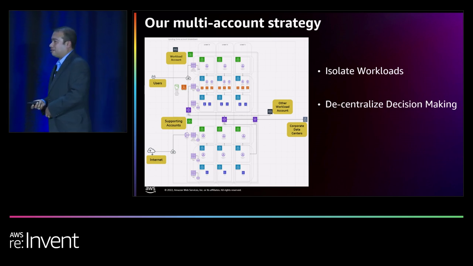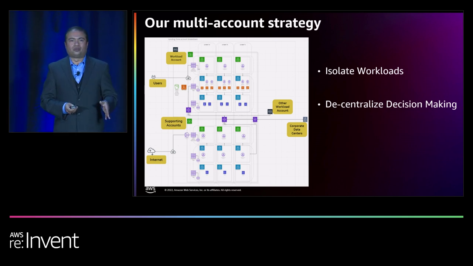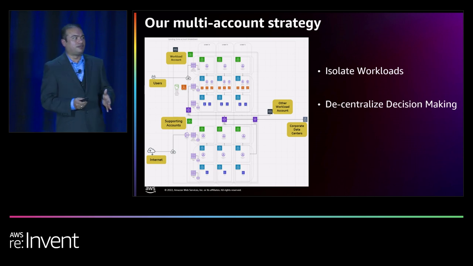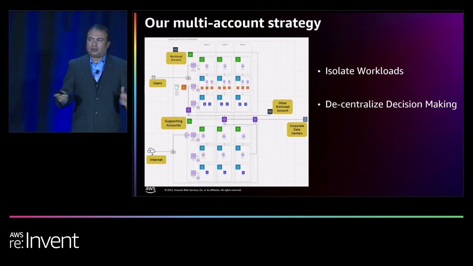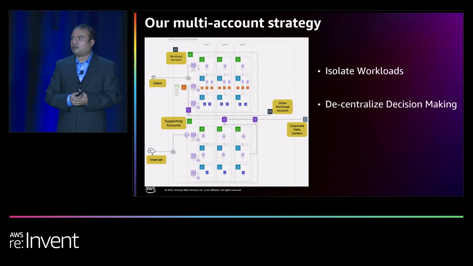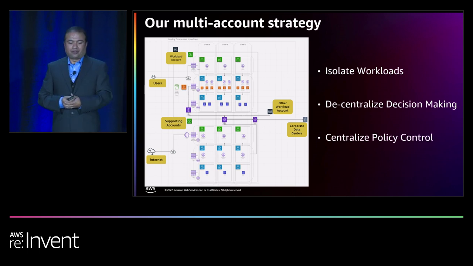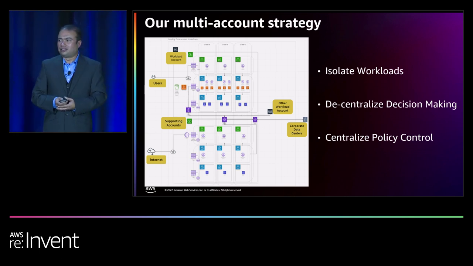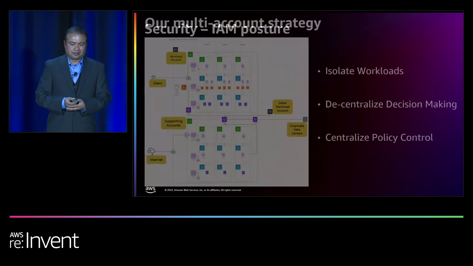Decentralizing decision making, right? We don't want developers to worry about all the supporting pipelines and logging and all that stuff. We give them a well-baked account structure that has all the plumbing built in, and that helps with a lot of seamless integration. And of course, you do get the benefit of centralized policy control, which helps you regulate and manage things more efficiently down the line.